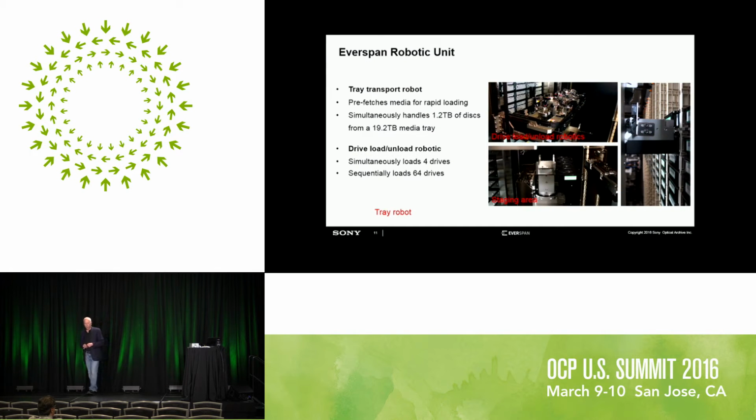Here on these pictures, you see a little more about the robotics. Well, it's a little dark, but on the right-hand side, you see the linear robotics, which is loading a tray, a medium tray. And then on the lower picture, there is a staging area for trays. And then on the upper left picture, we see the robotic for the drives.